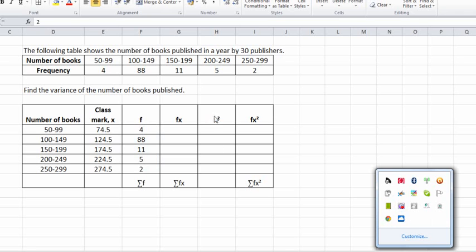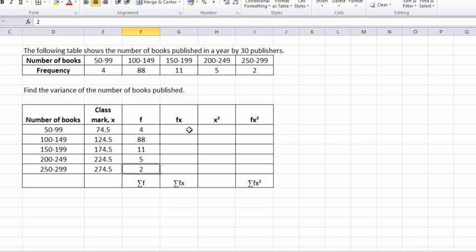Let's not do that yet, because there's some contradiction in the book here. Let's just multiply the class mark and the frequency first. Fx means the class mark x multiplied by f. So let's multiply 74.5 by 4. That's the value you get.